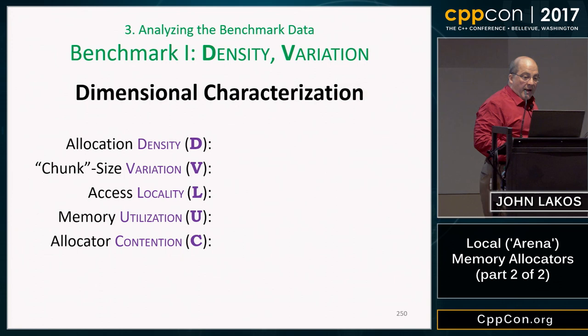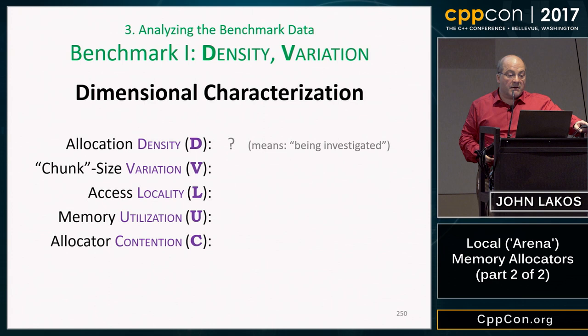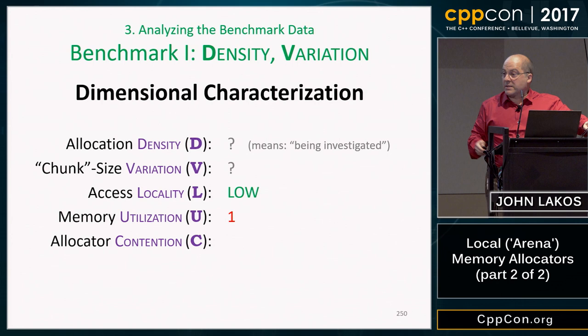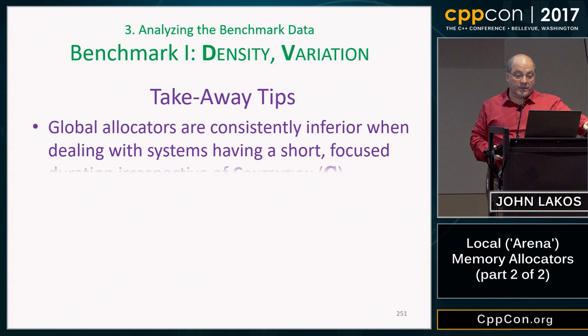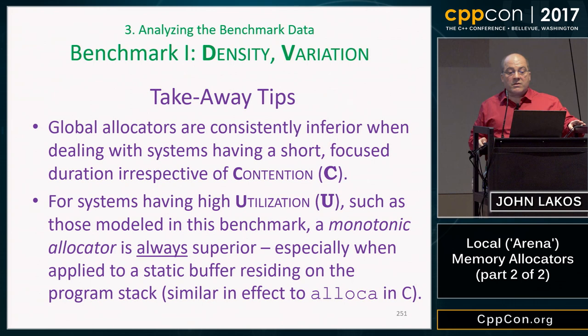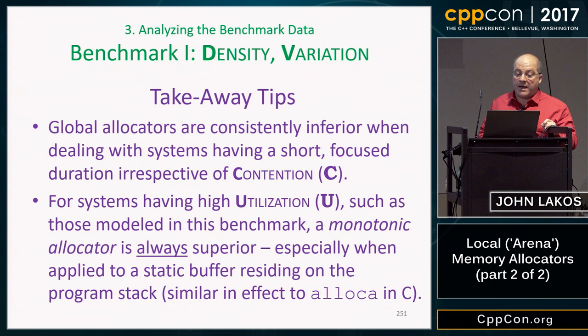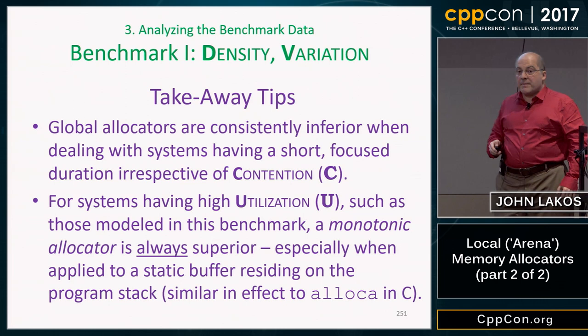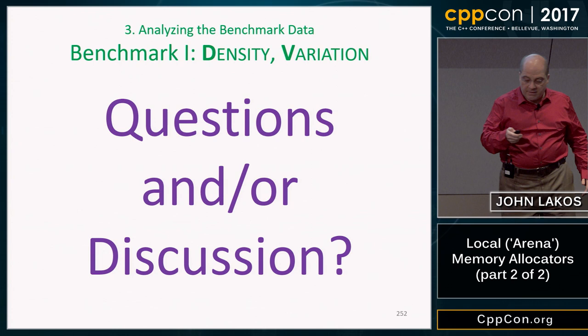All right, so we have these dimensional characterizations, and the question mark means that's what we're measuring. We're also measuring the variation. The access locality is low by design. The memory utilization is one. We build it up, we use it, we tear it down. We're using all the memory at one point. There's no contention. Takeaway messages. Global allocators are consistently inferior when dealing with systems having a short focus duration, irrespective of contention. For systems having a high utilization, such as those modeled in this benchmark, a monotonic allocator is always superior, especially when applied to a stack buffer residing on the program stack, similar in effect to alloca in C. If you learn nothing else from this talk, not bad, huh? Okay. Questions on this? No heckling yet.